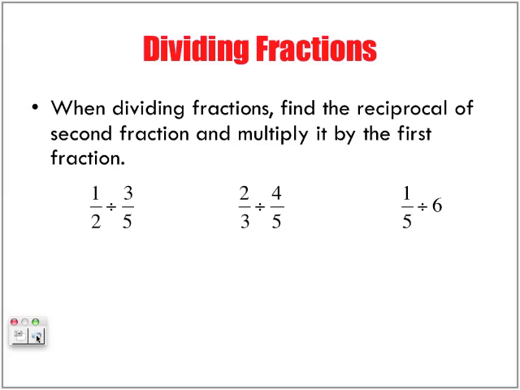Dividing fractions. When dividing fractions, find the reciprocal of the second fraction and multiply it by the first fraction. What do I mean by the reciprocal of a fraction? So if I have a fraction like 2 over 5, what is the reciprocal of 2 over 5? 5 over 2, very good. So the reciprocal is 5 over 2. You just flip it. The numerator becomes the denominator and the denominator becomes the numerator.